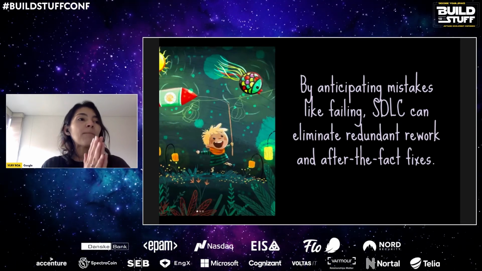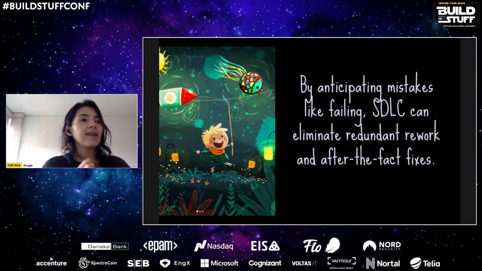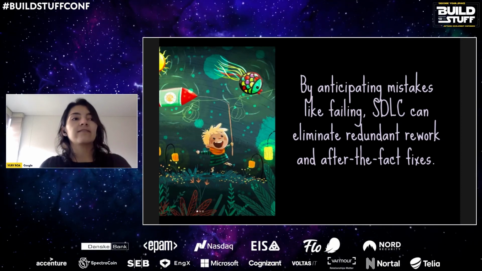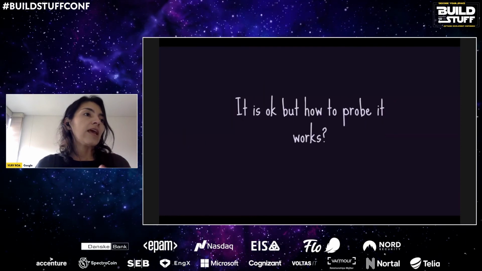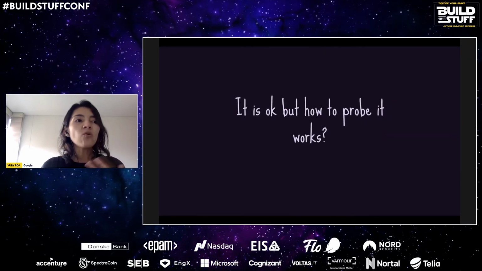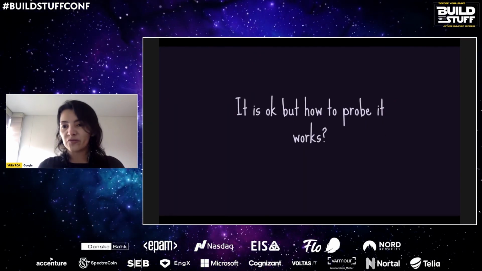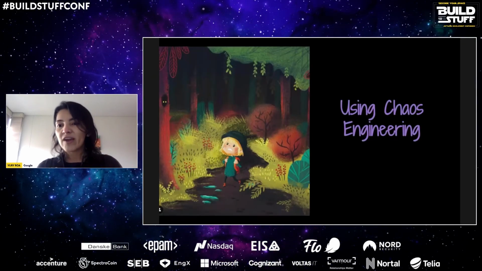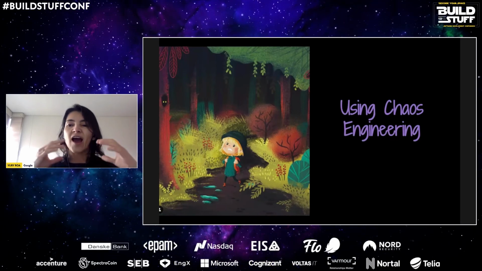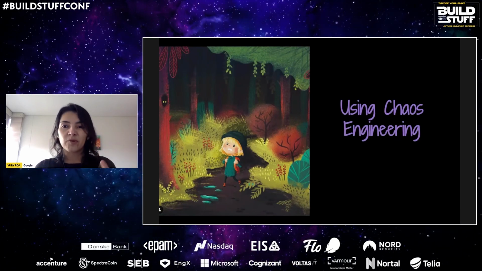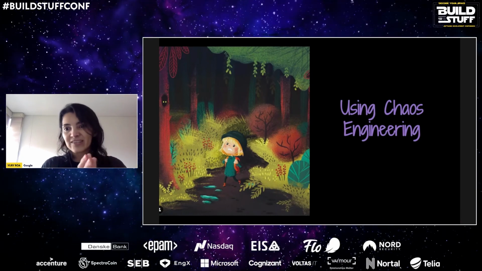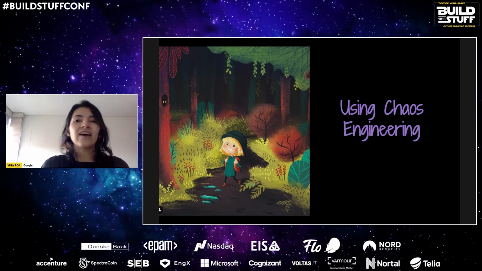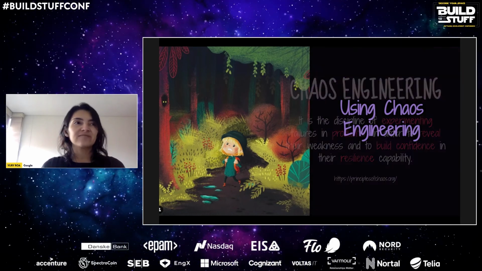In this sense, by anticipating mistakes like failures, we can eliminate redundant work and, after that, bug fixes. It is okay, but the question is how to prove it works. So we were talking about failures, about issues, about how our brain works when we are solving problems. So now is the moment to talk about how to test or prove that it works. My answer is using chaos engineering.